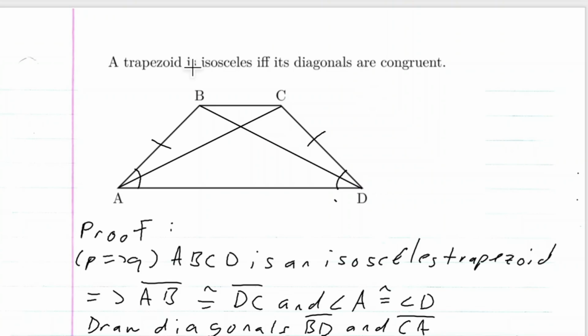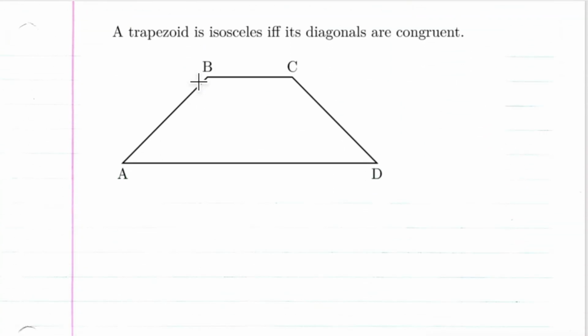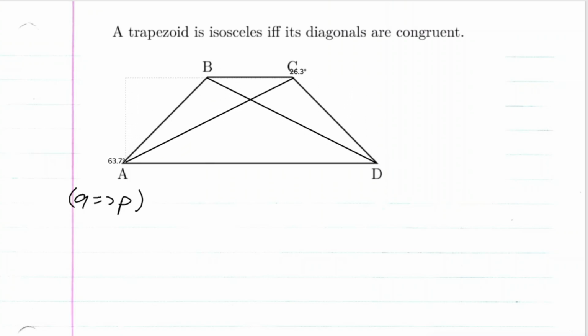Now we're going to go the other way with Q implies P. So I set it up another one. So now we're going to do Q implies P. All right. So we've got to assume the diagonals are congruent. So let's draw those diagonals again. Okay. So we're going to say that BD is congruent to CA.